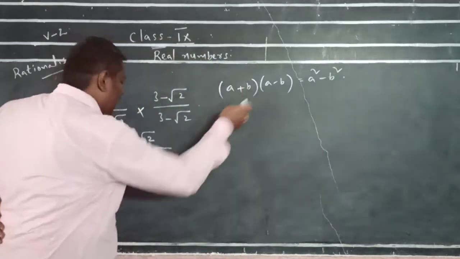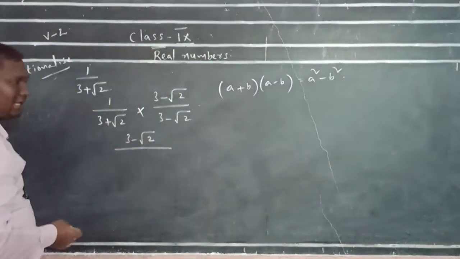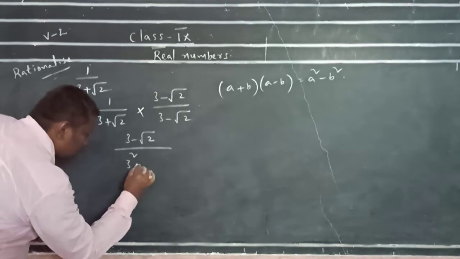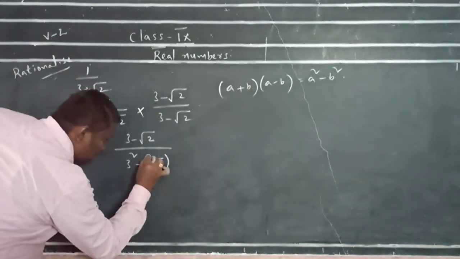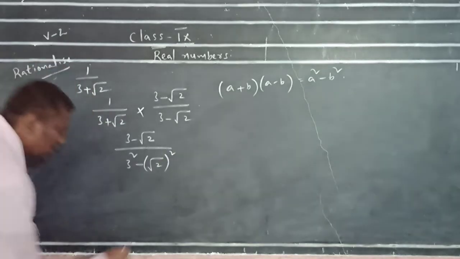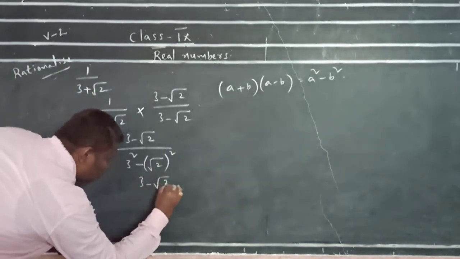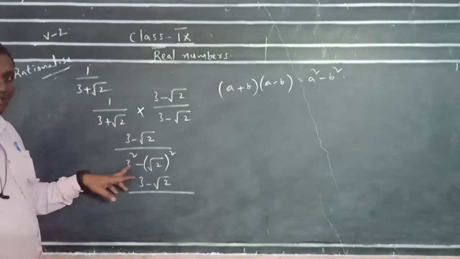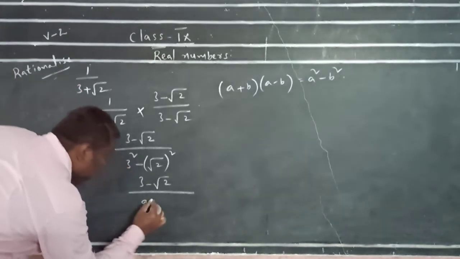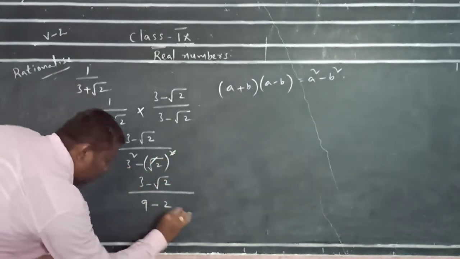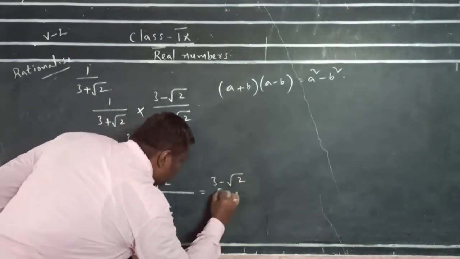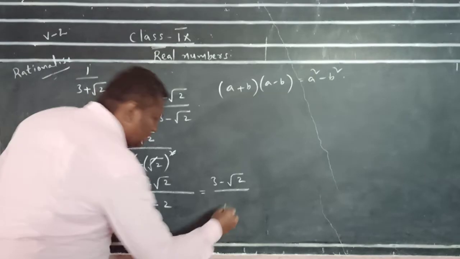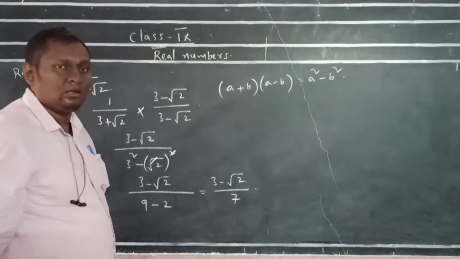Apply the formula here. What is the a value? It is 3. That is 3 square minus b value, root 2 square. Okay, here 3 minus root 2 by, the value of 3 square is 9. The square and root cancel, we get 2. That is 3 minus root 2 by 9 minus 2, which is 7.